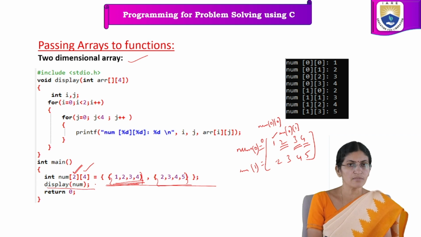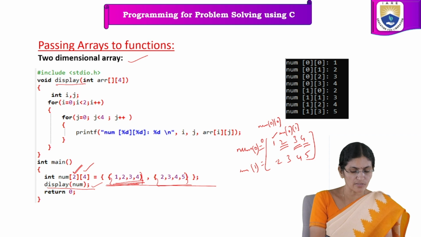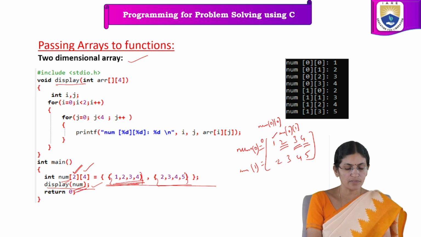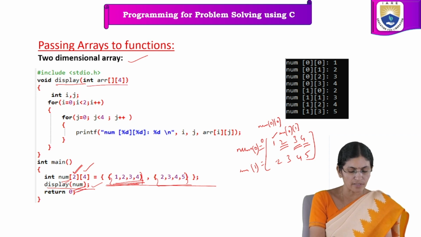Now in the next line, we are calling the function display with num. The name of the function is display. Control is transferred here. What we are doing here is passing the name of the array. The name of the array is nothing but the address of the first element of the array. That is received by this parameter, where we have declared the array arr. We can skip the row size, but we need to mention the column size here. We have to compulsorily mention the column size here.